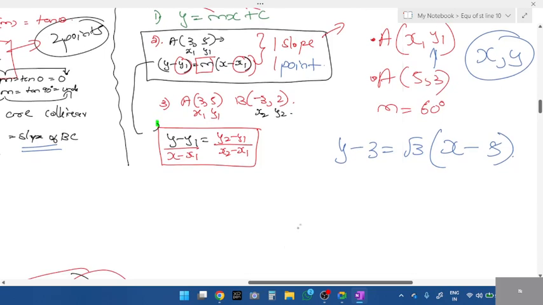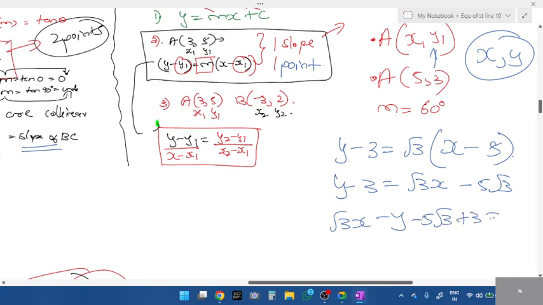You have to open the bracket and arrange them. Y minus 3 is equal to root 3 x minus 5 root 3. Shift y to the other side. Root 3 x plus y becomes minus y. This plus 3 becomes minus 3, which becomes plus 3. Minus 5 root 3 plus 3 is equal to 0. This is the c value. This is the y value. This is the x value. This is the equation we get.